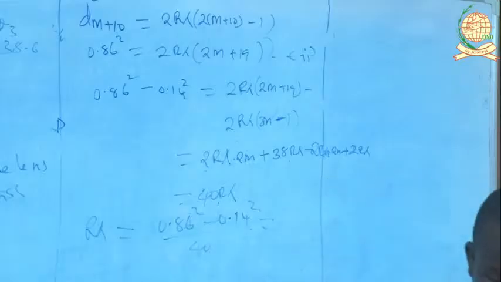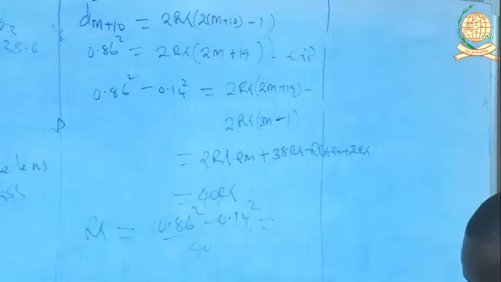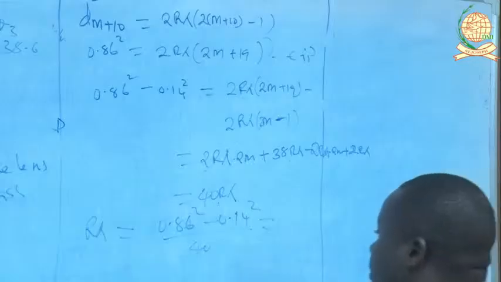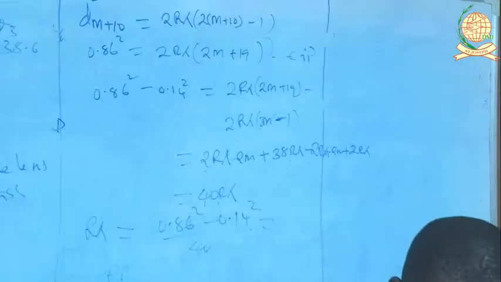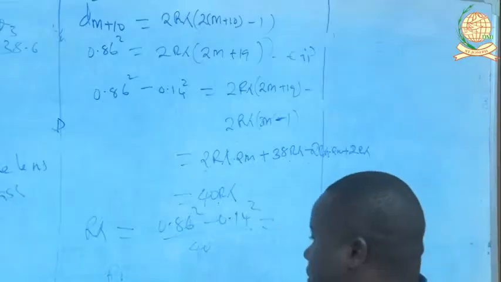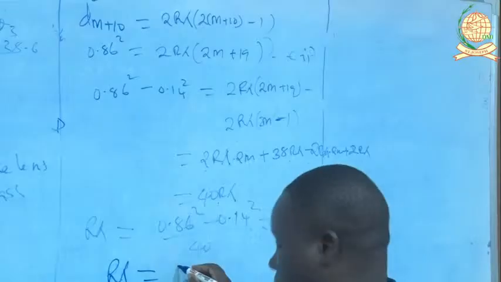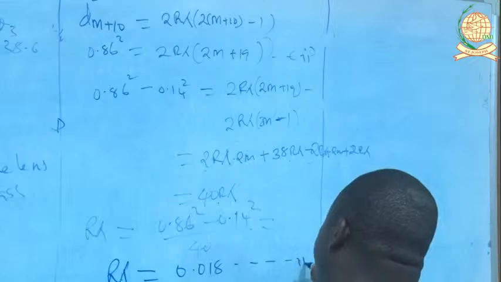With a quick calculator, you can quickly compute 0.86 square minus 0.14 square, then divide this by 40. So you can get r lambda equals 0.018. That is the third equation.